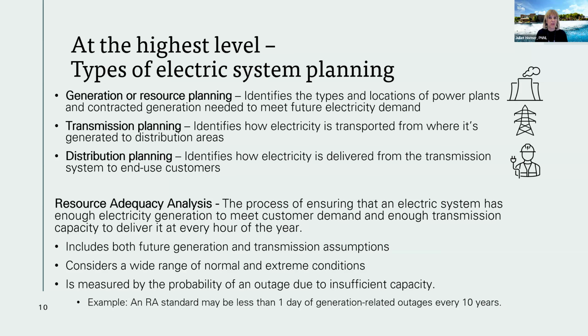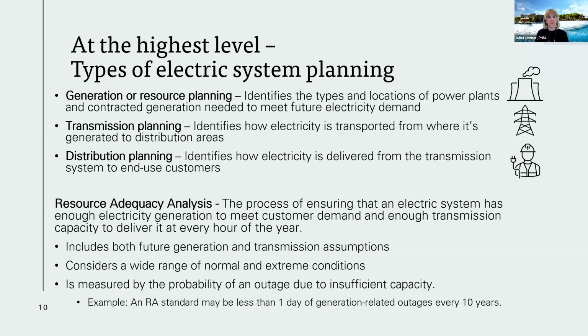It's more of a resource adequacy analysis that is conducted. And it's really the process of ensuring that the electric system has enough electricity generation to meet customer demand, and enough transmission capacity to deliver it at every hour of the year and throughout the entire system. So resource adequacy analysis can look at both future generation and transmission assumptions, and consider a wide range of normal and extreme conditions. And then when you talk about resource adequacy, how is it measured?